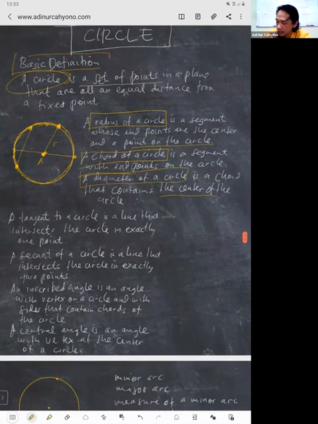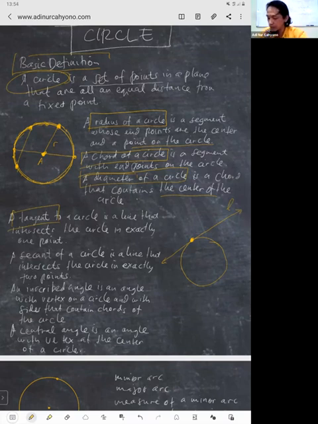Okay, and we have the definition of the tangent. A tangent of a circle is a line that intersects the circle in exactly one point. So if we have a circle and this line intersects the circle in exactly one point, we can call it, for example, L. L is a tangent, or in Indonesian, garis singgung.